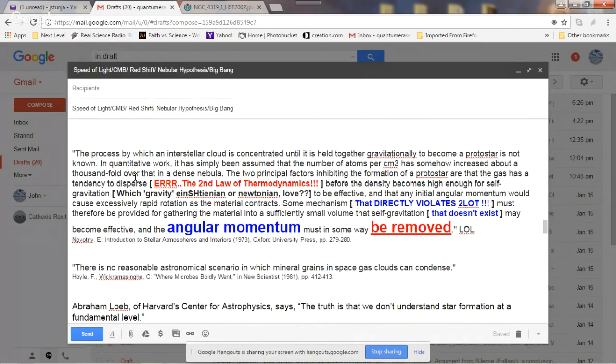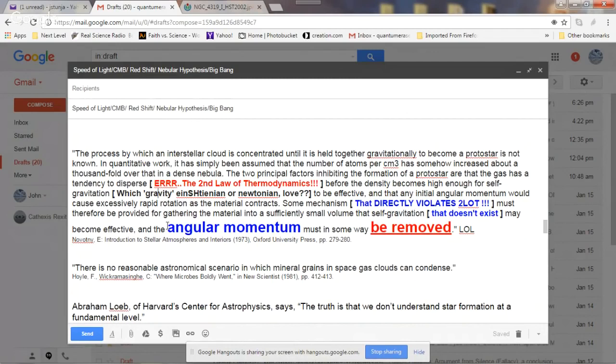The two principal factors inhibiting the formation of a protostar are that the gas has a tendency to disperse. Yeah, that's called the second law of thermodynamics. Before the density becomes high enough for self-gravitation to be effective. Wow, which gravity? Einsteinian or Newtonian, love? I'd like to know that. And that any initial angular momentum would cause excessively rapid rotation as the material contracts. Some mechanism that directly violates the second law of thermodynamics must therefore be provided, that's not the worst of it, for gathering the material into a sufficiently small volume that self-gravitation, that doesn't exist, by the way, Eva, may therefore become effective.